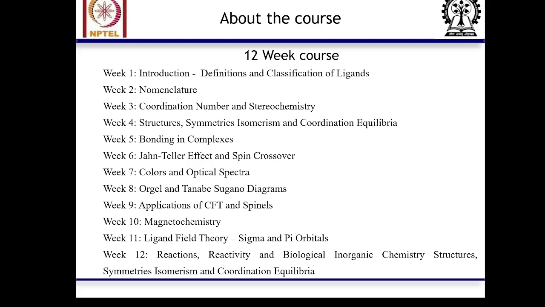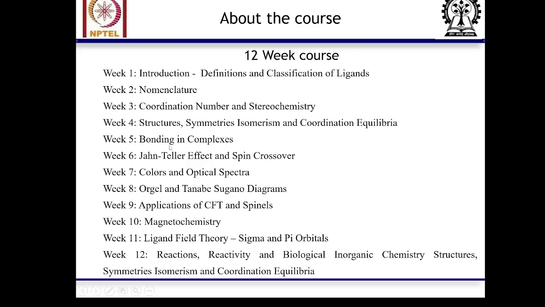In week 4, we discussed structures, symmetry, isomerism and coordination equivalence. In isomerism, we discussed structural isomerism and stereoisomerism. In stereoisomerism, we discussed two different kinds of isomers, diastereomers and enantiomers, and a little bit about coordination complexes.